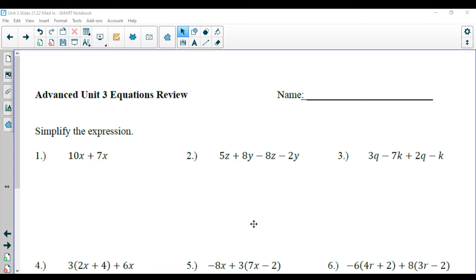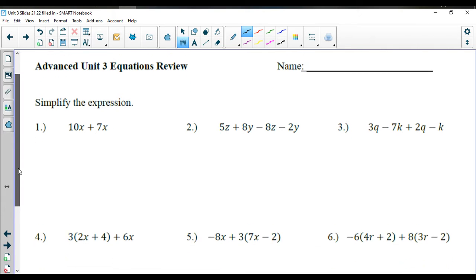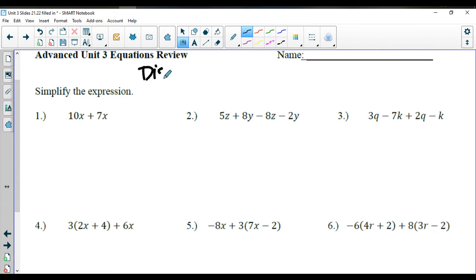This is the Advanced Unit 3 Equations review. I'm just going to run through all the questions on the review with you. So in the first couple, we're going to go ahead and simplify the expression. So we're using distributive property, and we're also combining like terms here.